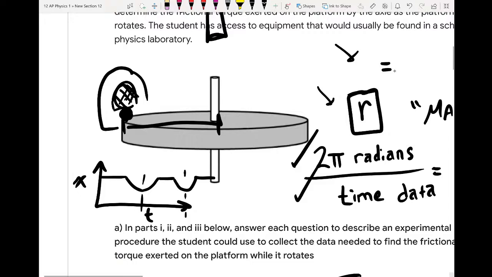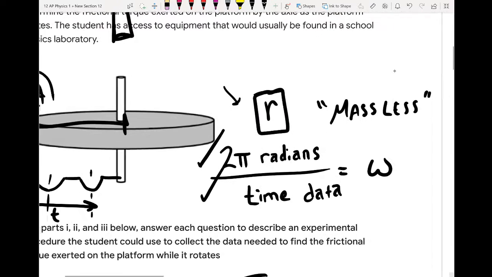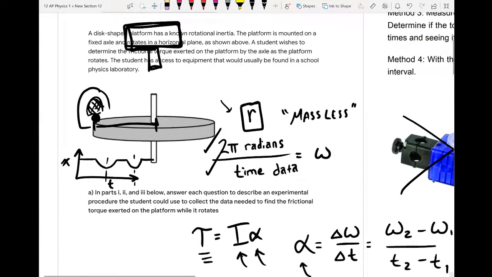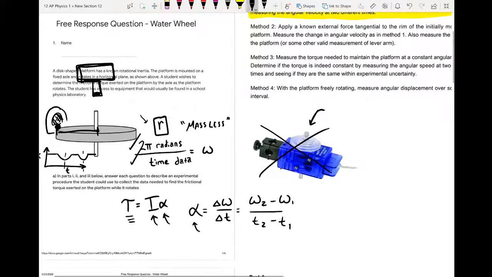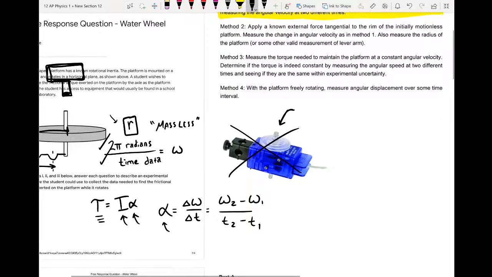So actually we don't need this, v equals 2 pi r. But that is one way that we can do it, and that's this slow motion video approach. That's the way that I'm going to go about this. I'm going to say doing it that way. Let me just read this really quick. All right, cool.